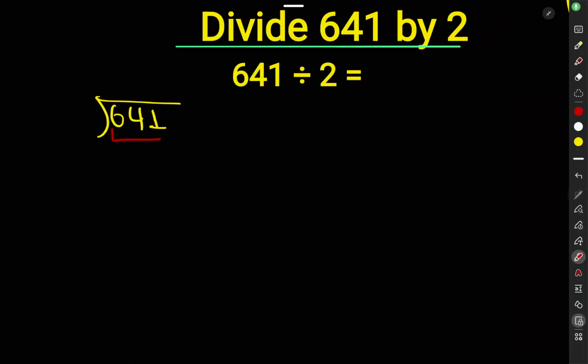Divide 641 by 2 in long division method. So 2 times 3 is 6.